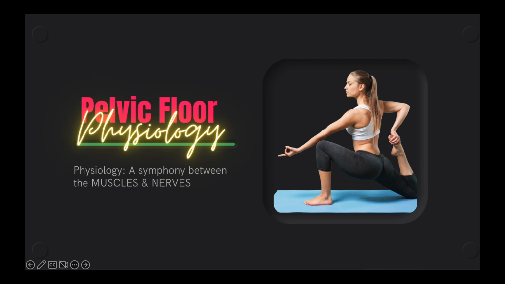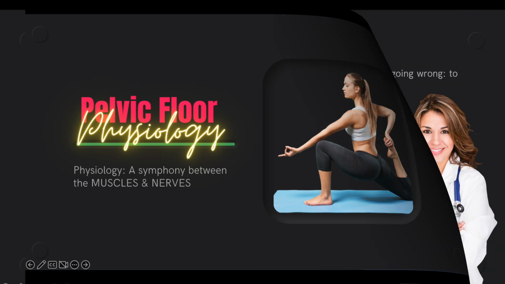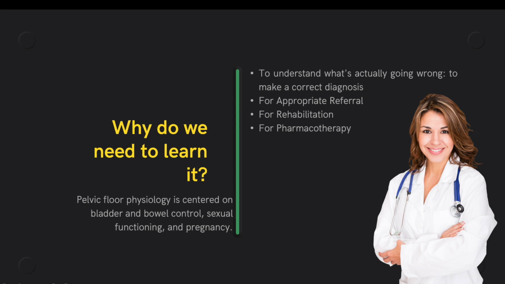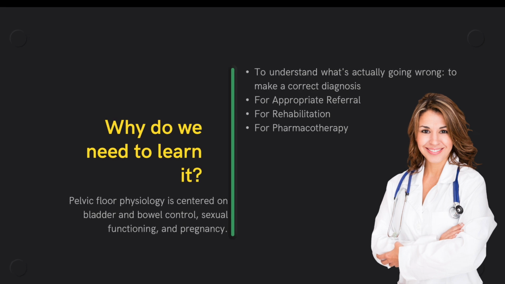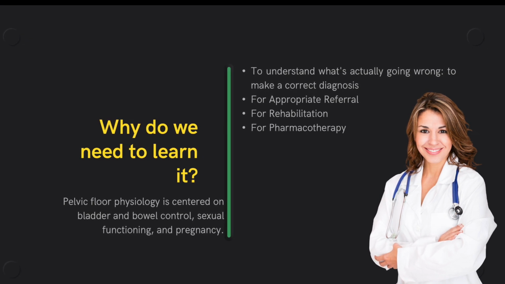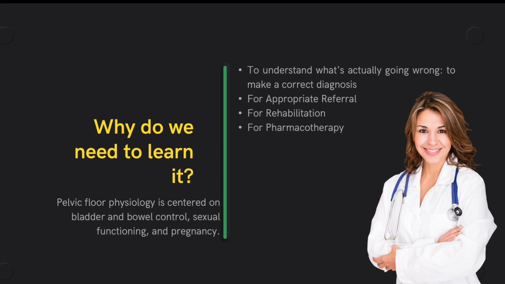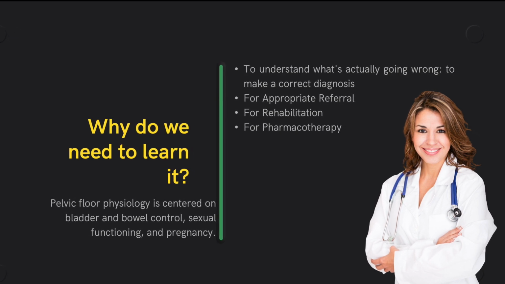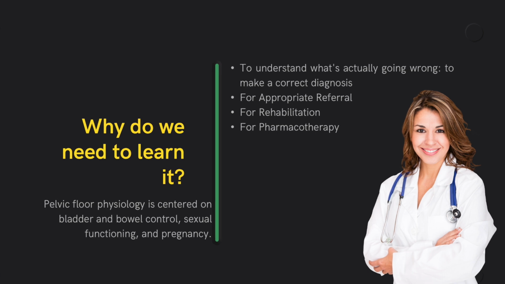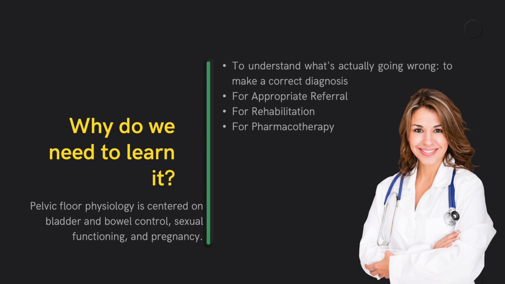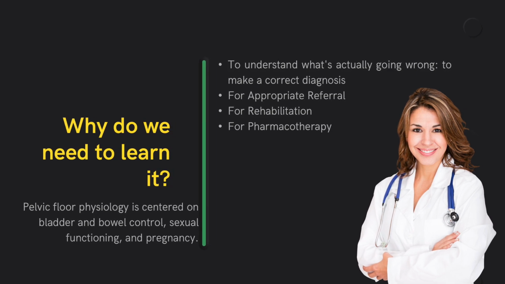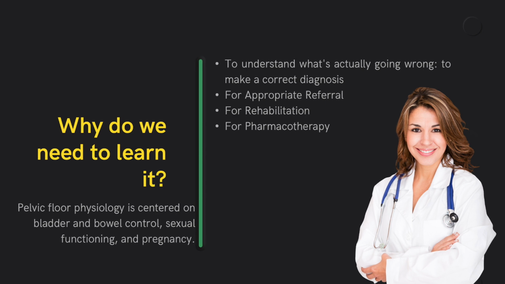Pelvic floor physiology is actually a beautiful symphony between the muscles and the nerves. As you all know, the pelvic floor is the board or a platform which is holding important structures in the pelvis like bladder and urethra, bowel, that means rectum and anal canal, and also uterus and the vagina. So its physiology is centered on bladder and bowel control, sexual functioning, and also pregnancy and childbirth.